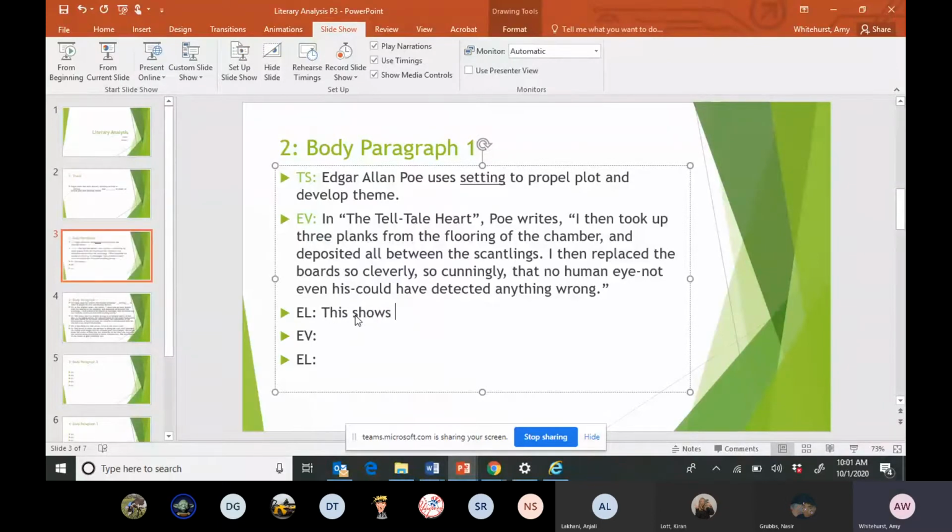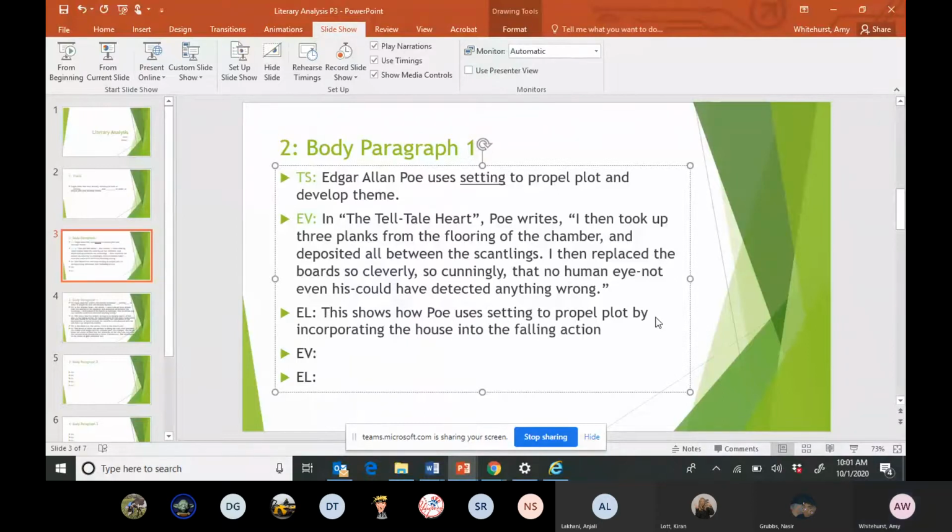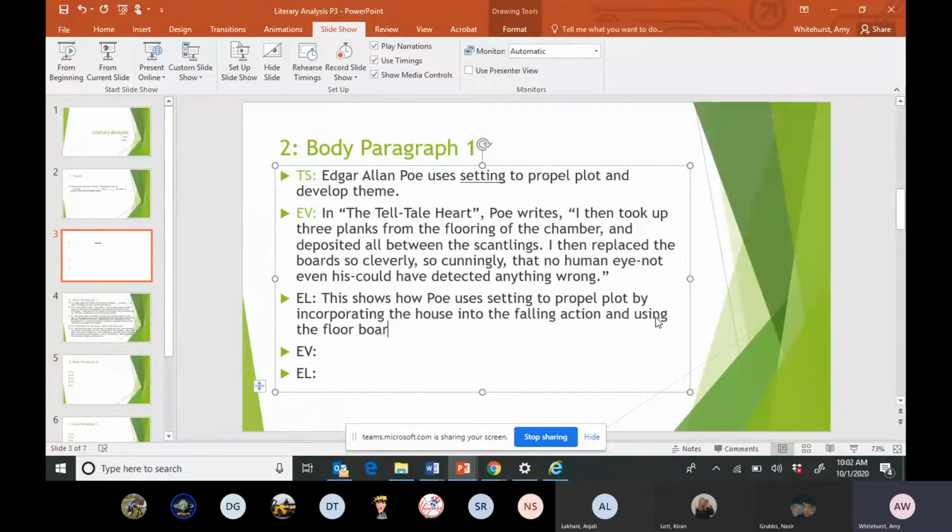So the first step for plot, like she was saying, we can say that this shows how Poe uses setting to propel plot by incorporating the house, which is the setting, right, into the falling action and using the floorboards to hide the corpse.